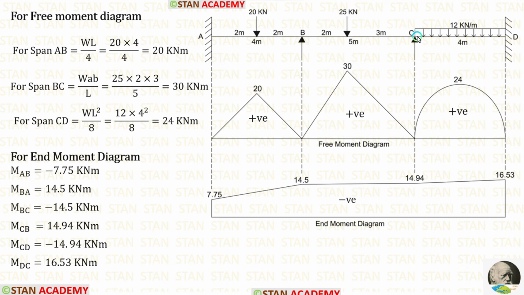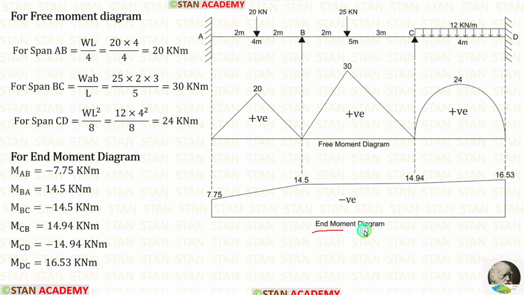In the simply supported beam, if the UDL is acting for the full span, the formula to calculate maximum bending moment is WL square upon 8. Here W is 12, L is 4. When we apply inside the formula, we are getting 24 kN meter. Using these three values, we can draw the free moment diagram.